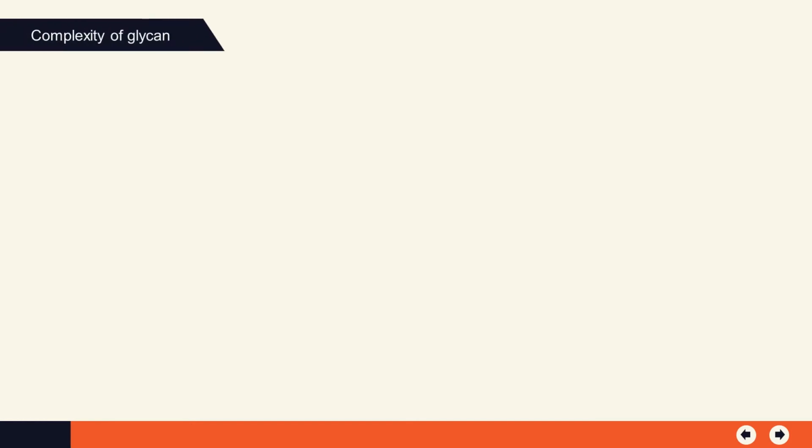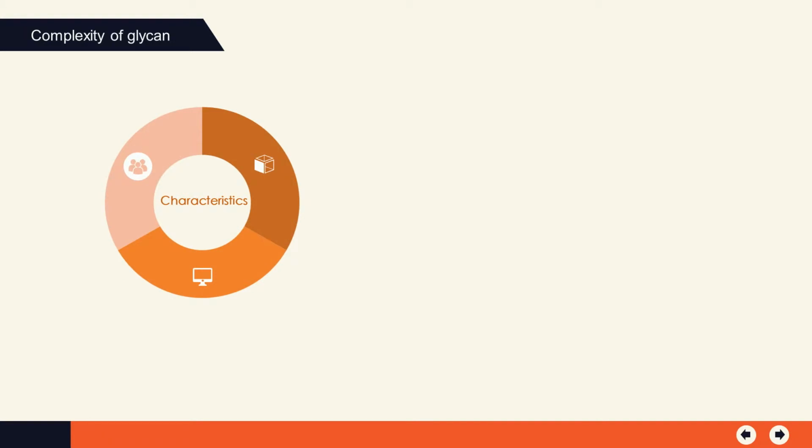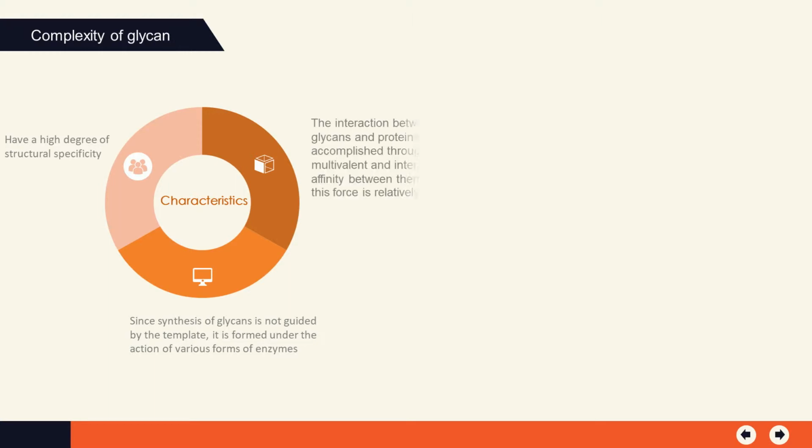Due to the complexity of glycan molecules, glycomics has its own characteristics. First, glycans have a high degree of structural specificity. Second, since the synthesis of glycans is not guided by a template, it is formed under the action of various enzymes, and even in the same glycosylation site of the same kind of molecule, the structure of the carbohydrate chain is also different. In addition, the interaction between glycans and proteins is accomplished through the multivalent and intensifying affinity between them, and this force is relatively weak. These characteristics place very high demands on analytical techniques.